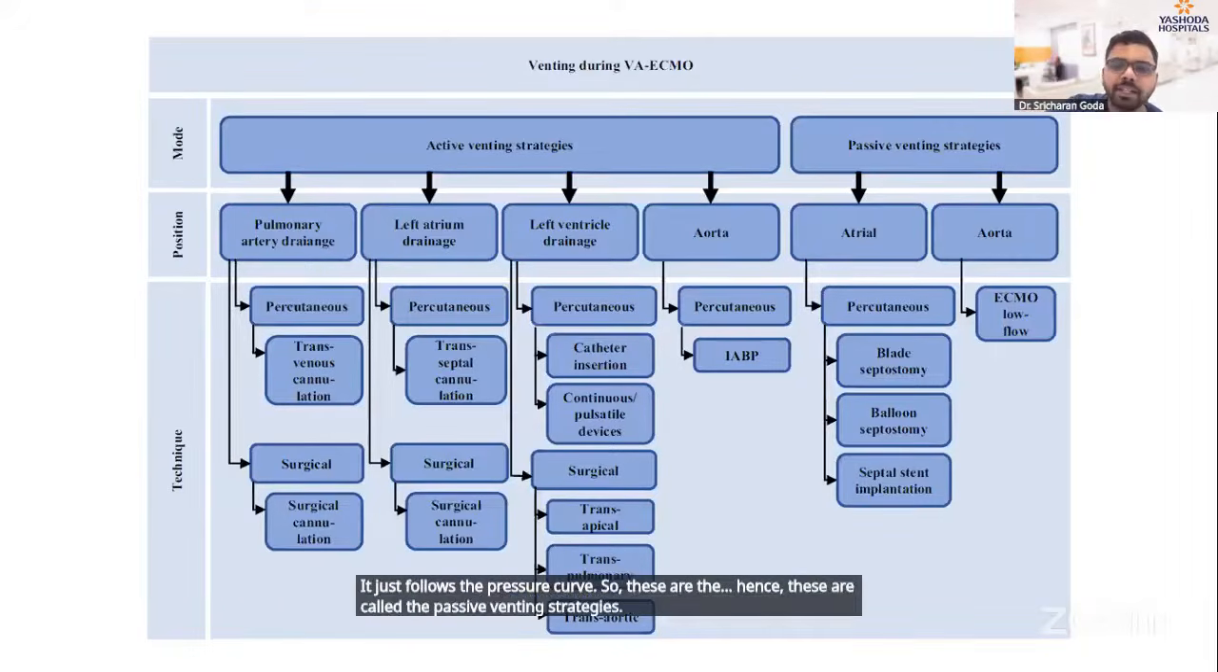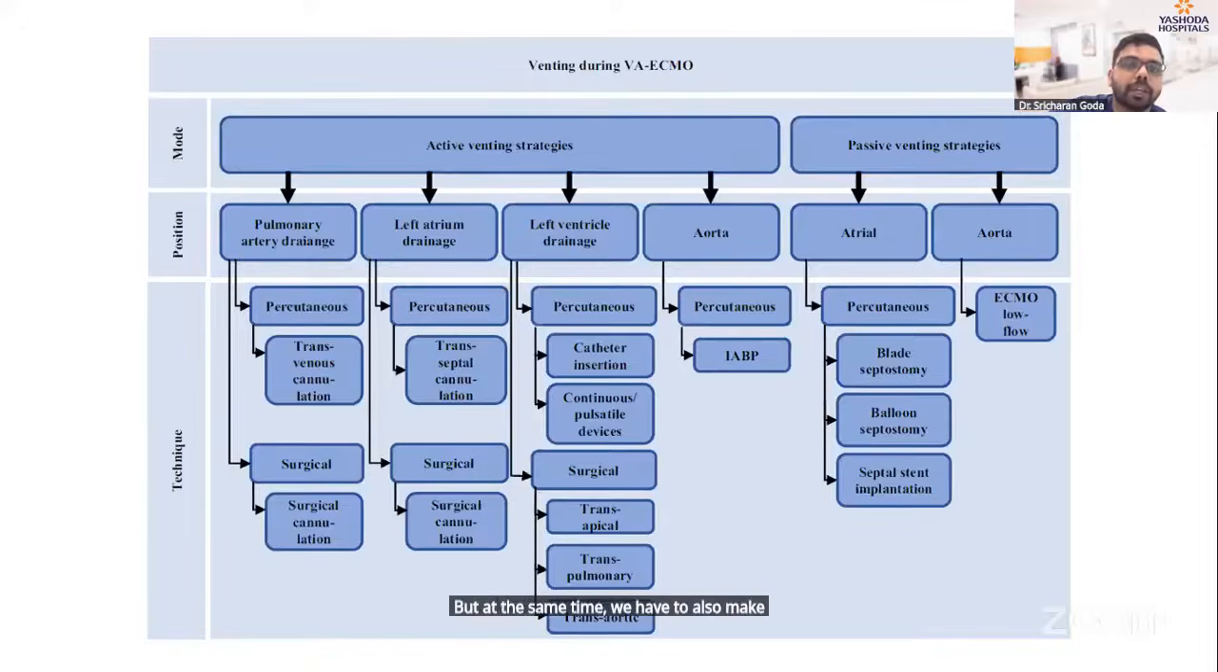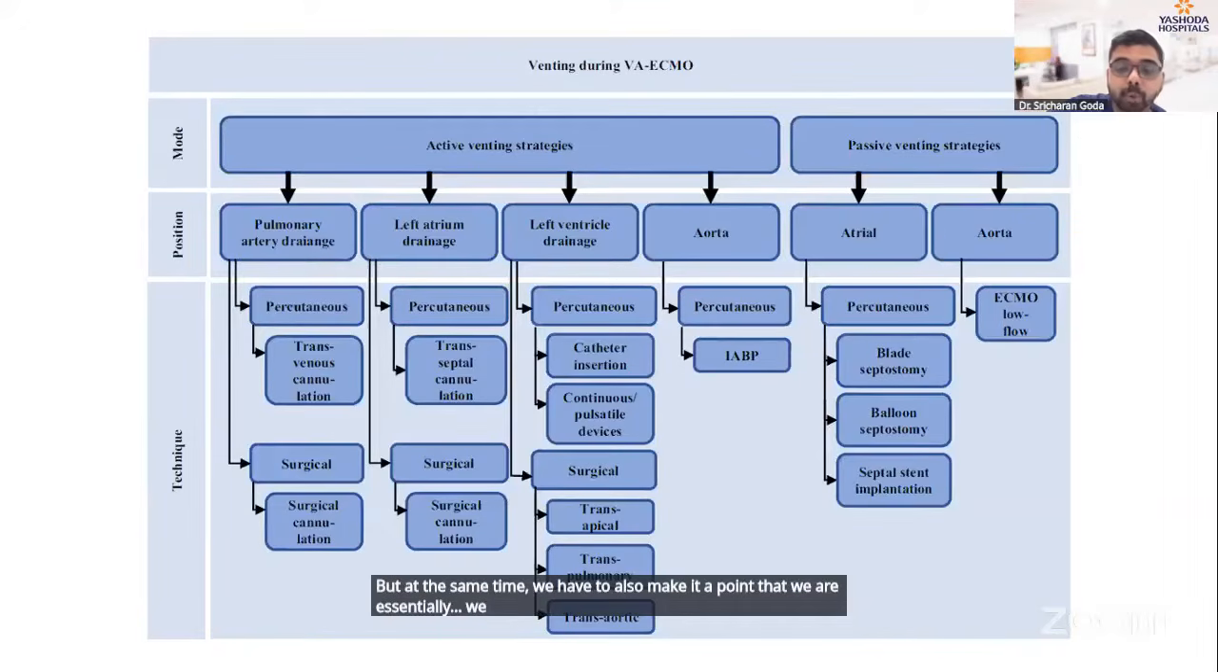The other passive venting strategy is to come down on the ECMO flows, which can decrease the afterload. But at the same time, we have to make sure that we are supporting the patient appropriately by giving adequate ECMO flows so as to have good systemic perfusion.